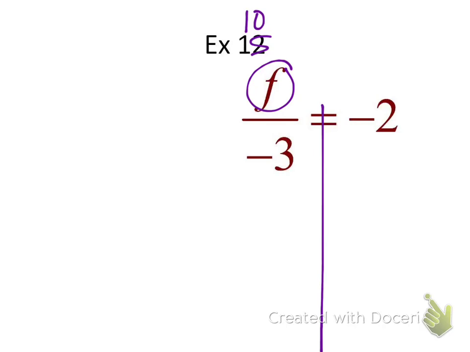F divided by -3 equals -2. How do I get the F by itself? You gotta multiply. Yes, the opposite or inverse of divide is multiply. How am I going to show that I'm going to multiply? I'm going to put my little dot to show multiplication out here to the left. And am I going to multiply that by 3 or -3? Negative. Take that negative with it. Whatever I do to one side, I do to the other.